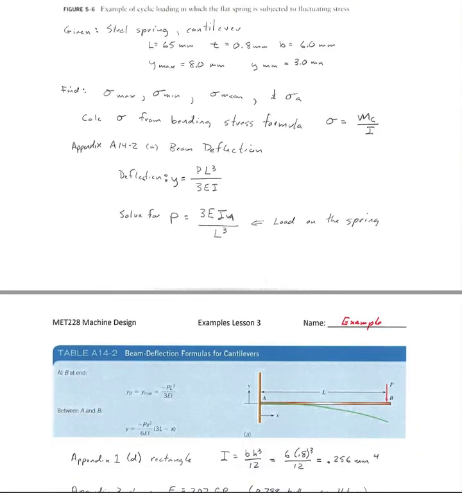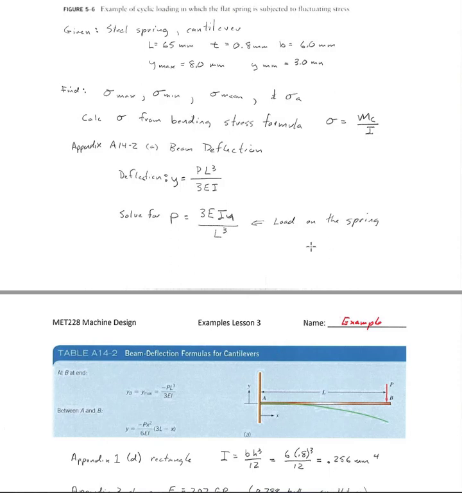Appendix A14 talks about a cantilever here. This is a cantilever beam. These are beam deflection formulas in the back of your textbook, and table A14.2 is the exact beam that we're talking about here. At the end is where we're going to find our maximum deflection, at the point of the load. We also have a formula here for calculating the deflection at any point along the beam, but we're only concerned about this one right here. So we have this deflection where Y equals P times L cubed over 3EI.